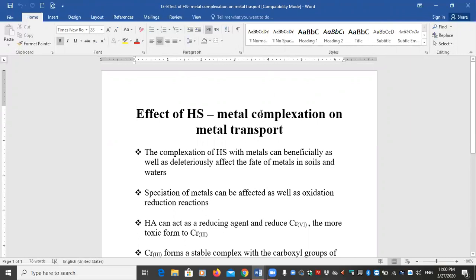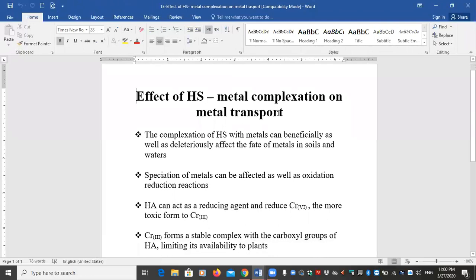Okay, we talked about humic substances metal complexation, but how does that affect the metal transport in the soil system? Because eventually that's what we're interested in. What are the causes? What are also the results of these complexations?